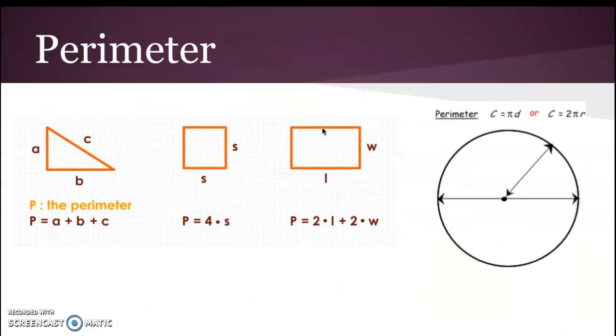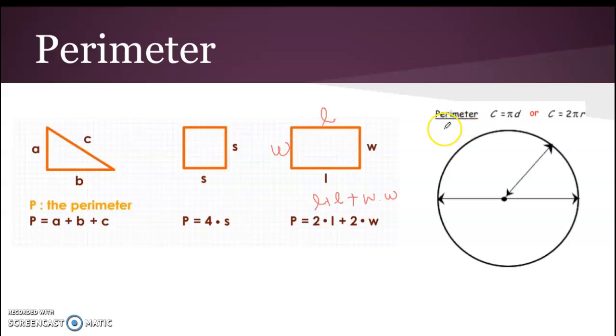So some simple formulas that we need to remember, I would suggest that you copy this into your notebook, is that the perimeter, because it's the outside, if I gave you a triangle, it's adding all three sides. If it's a square, it's going to be s plus s plus s plus s, which is the same thing as saying 4s. And then for the rectangle, remember, opposite sides are congruent. So if that's L, this is also L. If that's W, this is also W. To just simplify it, it's like saying L plus L plus W plus W.